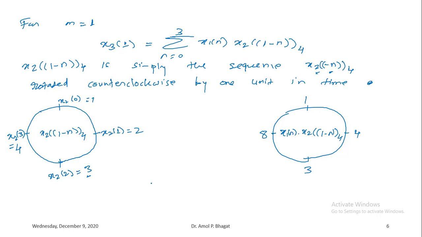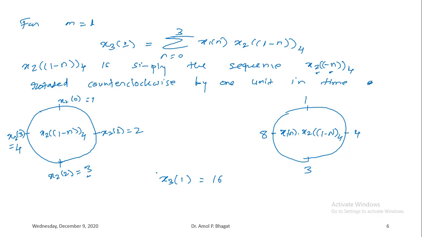By adding these values, taking the summation, we'll get x3 of 1. So what will be x3 of 1? Addition of these values: 8 plus 1 plus 4 plus 3 will be 16.